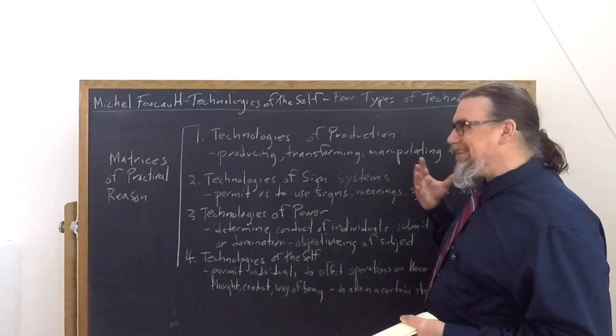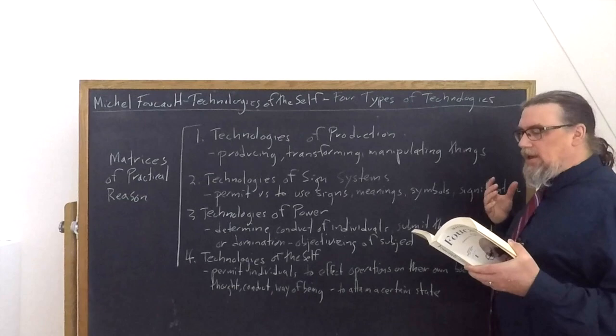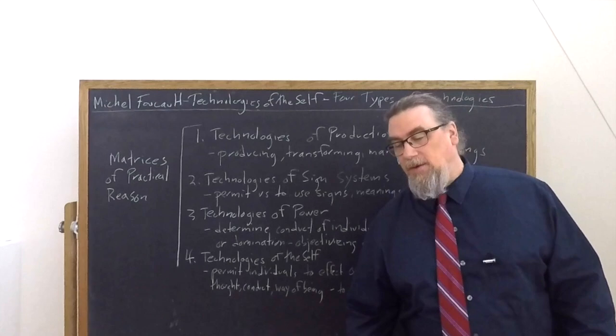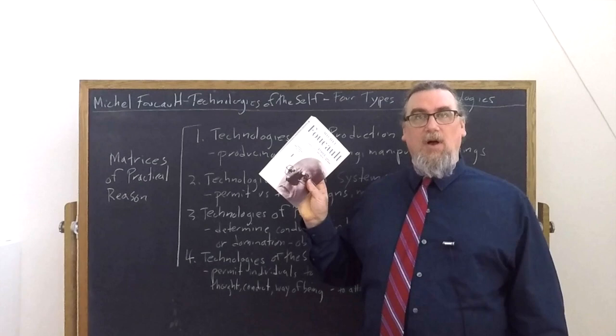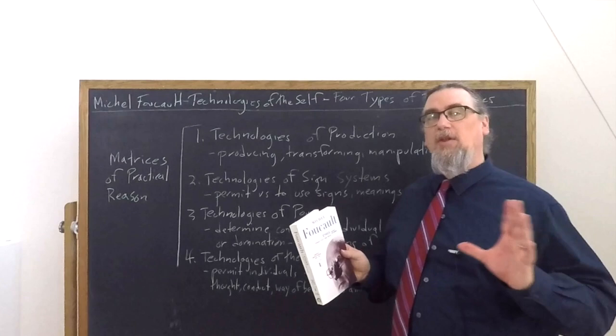So what are technologies of production? He says, these permit us to produce, transform, or manipulate things. So, you know, generating a book involves technologies of production. Now, it also involves sign systems, but let's put that aside for the moment. Think about the physicality of this object.